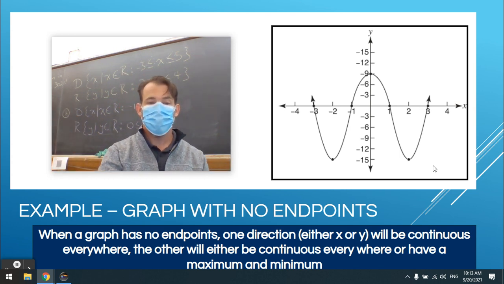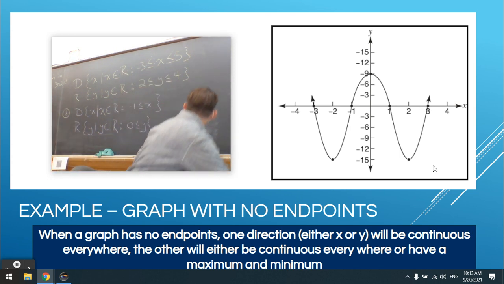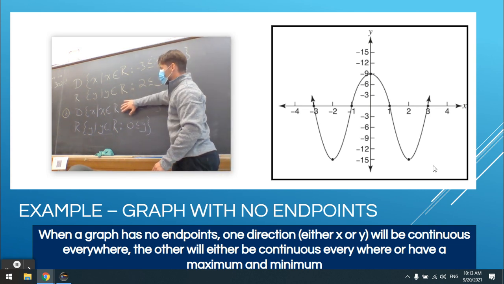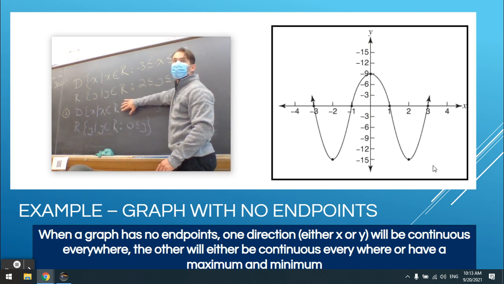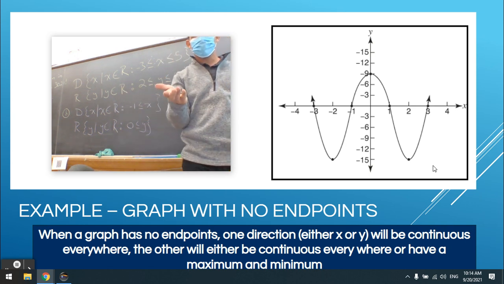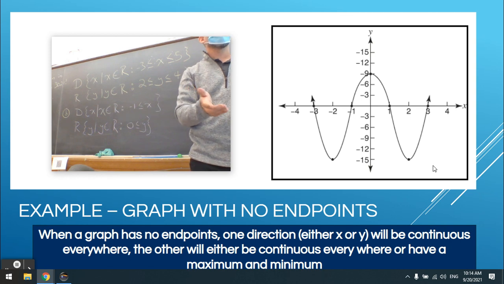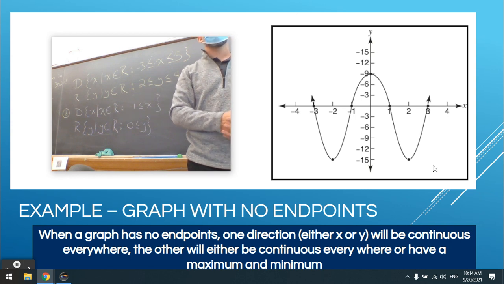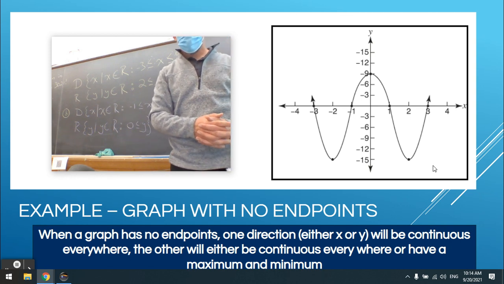So we would just write this: x is of the reals. Done. It's all the real numbers. We don't need to have any restrictions. There's no restrictions on x. Are there restrictions on y here? What's the restriction on y? 9 and negative 15.